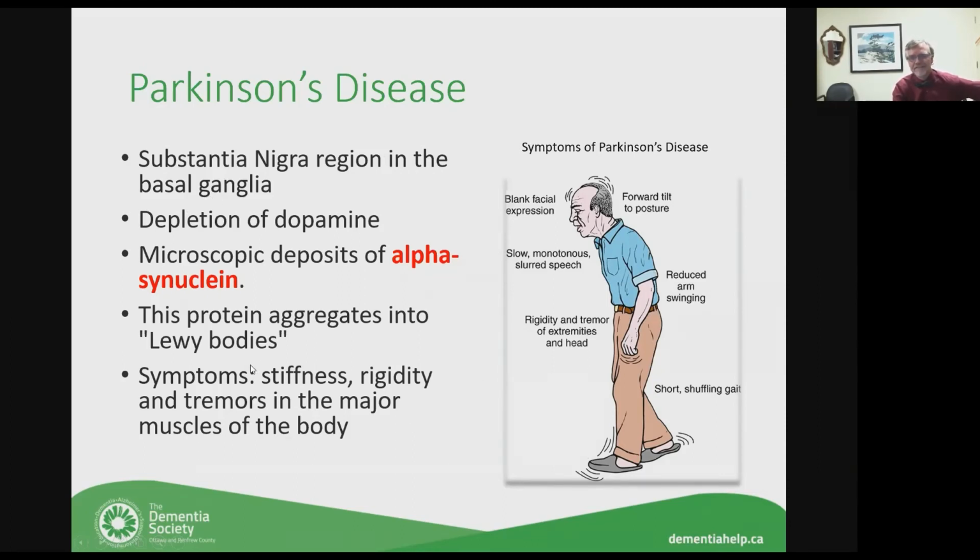So you get the stiffness, the resting tremor, the rigidity, and this is the classic picture you get. Shuffling gait, that resting tremor of the hand, decreased arm swinging, slow speech, monotonous, blank, not a lot of facial expression, and then that tilting forward posture.